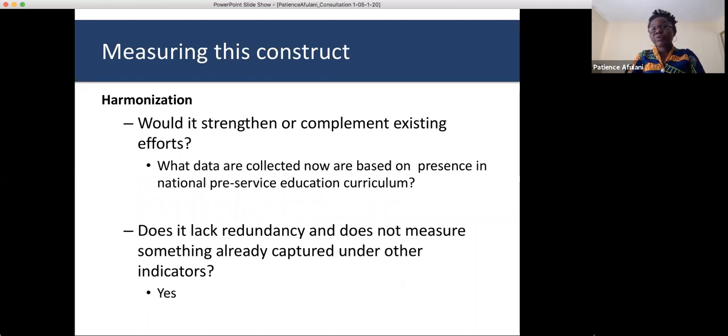For harmonization, would it strengthen or complement existing efforts? I don't know if it would, as I'm not aware of other data currently being collected from curriculum reviews. And none of the other EP phase 2 indicators are based on their presence in the curriculum. But for whether it lacks redundancy and does not measure something already captured in other indicators, I'll say definitely yes, it is certainly not a redundant indicator as it is not captured by other current indicators.